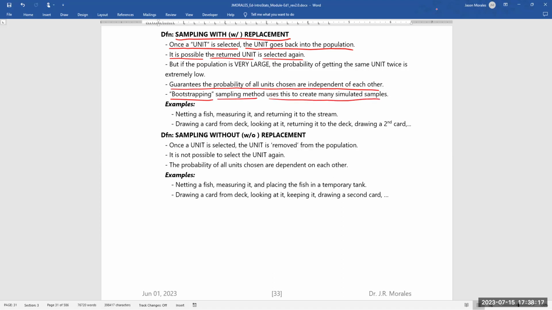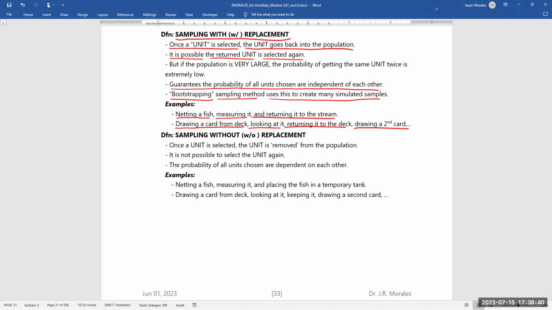So some examples of sampling with replacement would be like netting a fish, measuring it, and returning it to the stream. Another example would be like drawing a card from a deck, looking at it, and returning it to the deck, and then drawing a second card.